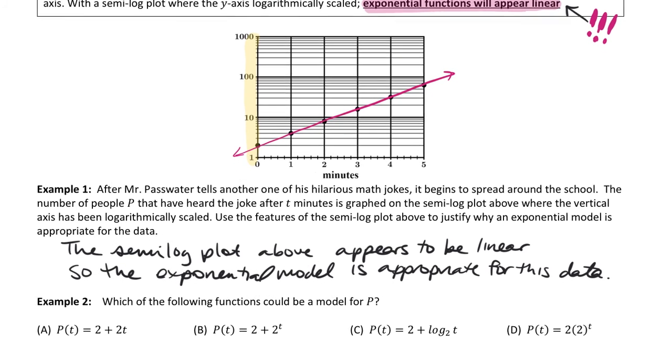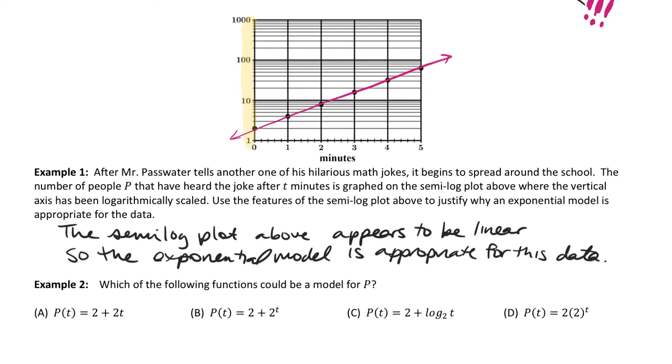Example number 2 goes on to still use this graph. It says, which of the following functions could be a model for P? Remember, P is modeling the popularity of Mr. Passwater's joke. First things first, we already said it should be exponential. Can we get rid of a couple answer choices that are not exponential functions? Yeah, which ones? We're going to get rid of A and we're going to get rid of C.